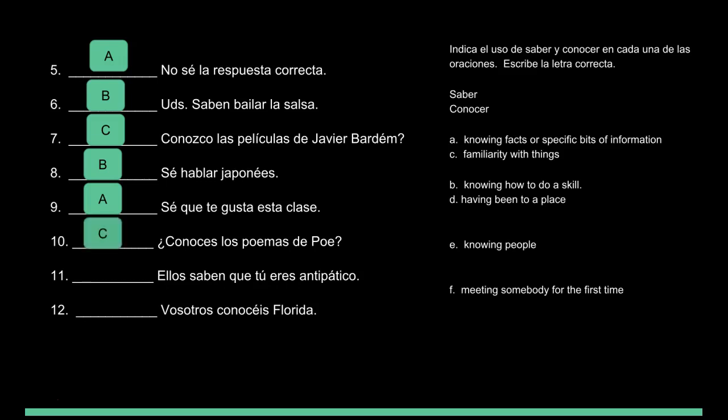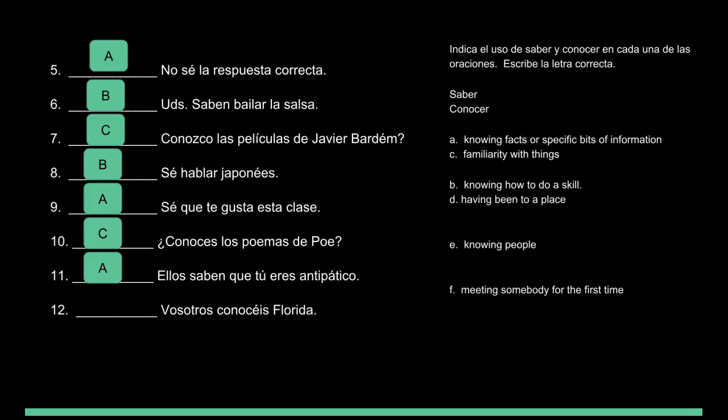Número 10, ¿conoces los poemas de Poe? So do you know Poe's poems? So you would say C, being familiar with something, so conocer. Número 11, ellos saben que tú eres antipático. They know that you are not nice. So letter A, saber, knowing facts or specific bits of information.